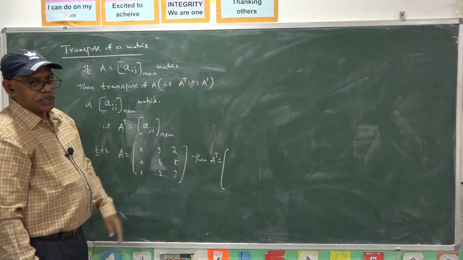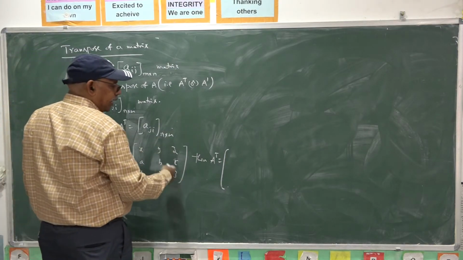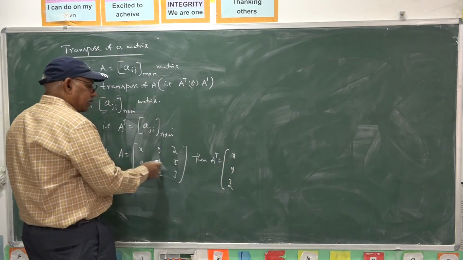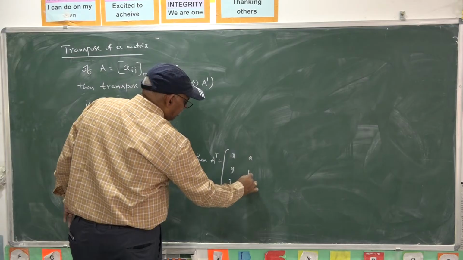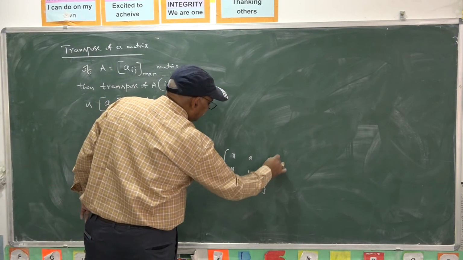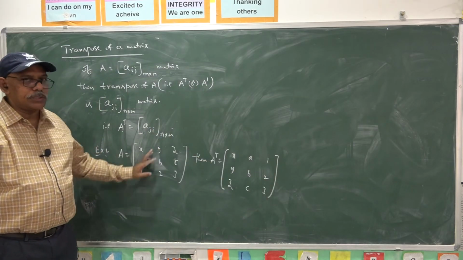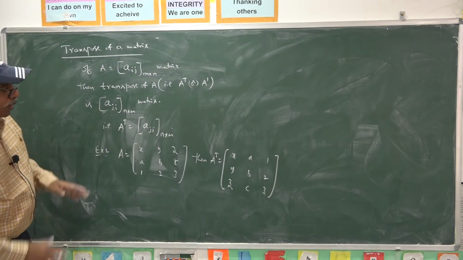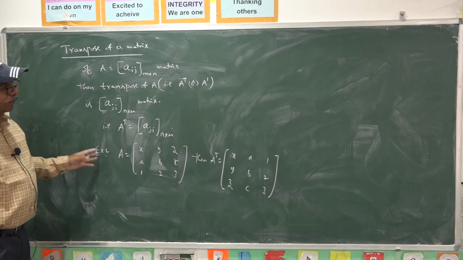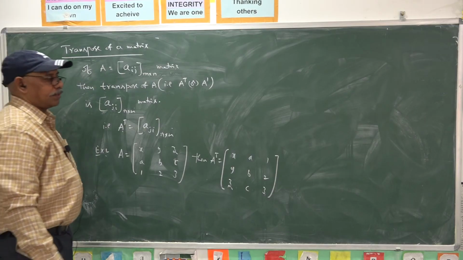Write the rows as columns here. The first row X, Y, Z as the first column, the second row as the second column, and the third row as the third column. This is A transpose, simply interchanging the rows to columns or columns to rows. You get the transpose of that matrix.